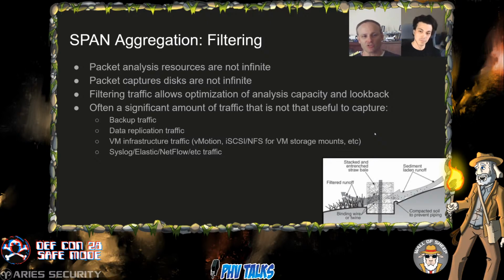So some other things aggregation switches do: filtering traffic. They do deduplication, right, which we're going to talk about as well. So let's talk a little bit about filtering. This is probably one of the most important things when you're building these networks out.